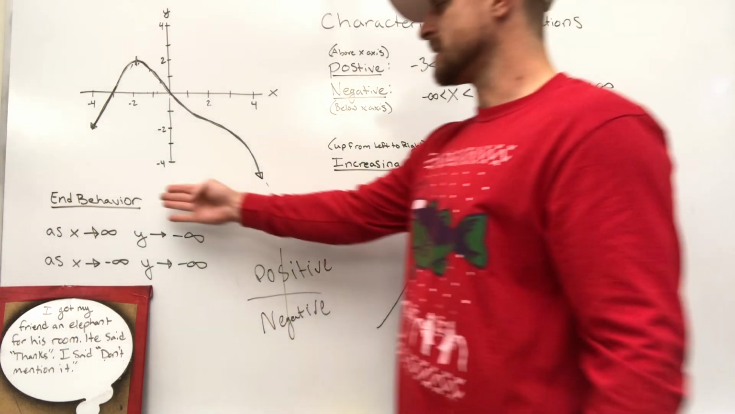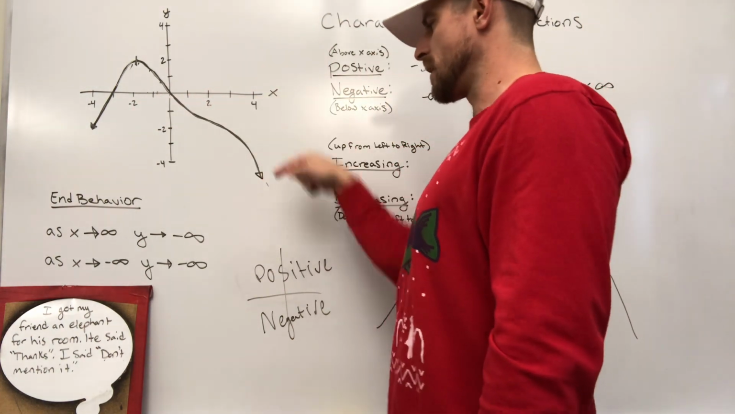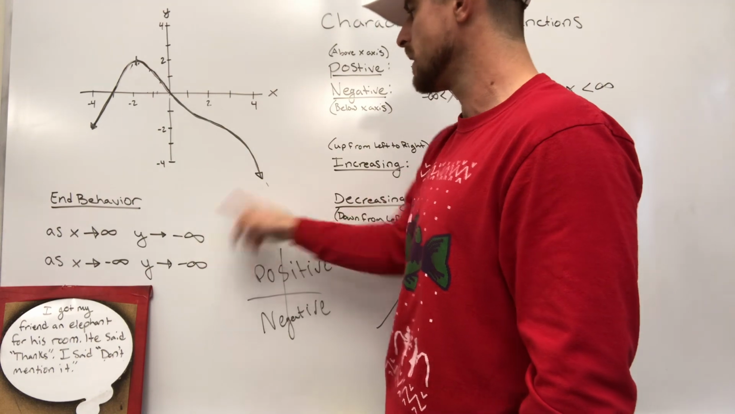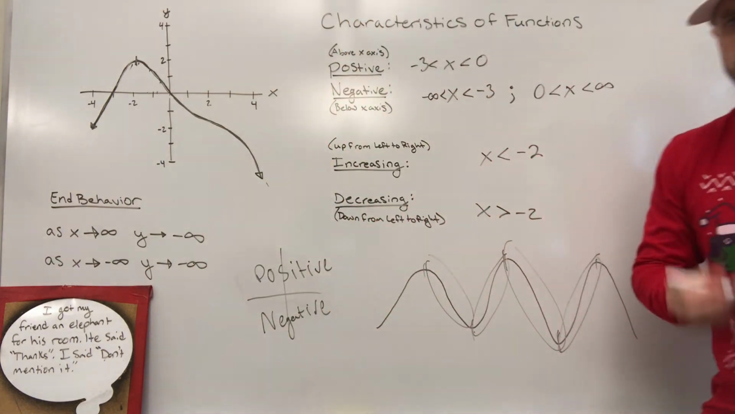And then last but not least, end behavior. As you're moving farther to the right, are you going up or are you going down? If you're going down, you're going towards negative infinity. If you're rising up, you'd be going towards positive infinity. Okay? Hopefully this makes sense.